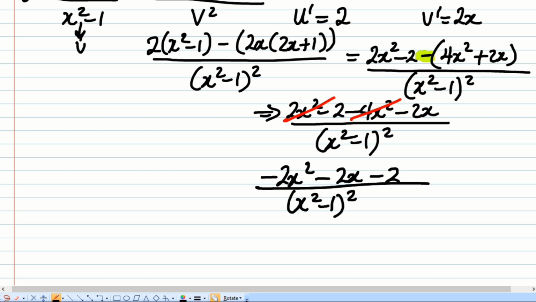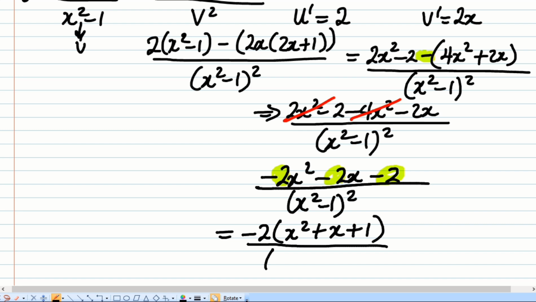Now notice that minus 2 is a common term, right? So we have minus 2, we have minus 2, we have minus 2, so we can actually factor that out. So we're going to have minus 2 into x squared. Now minus 2 dividing minus 2x will now be plus x. Okay, minus 2 dividing minus 2 will now be plus 1. Please, you just need to take note of all these little details. So we're now going to have this divided by x squared minus 1 squared.